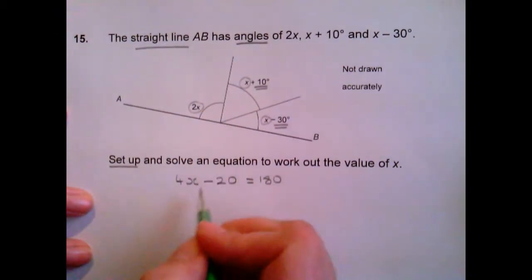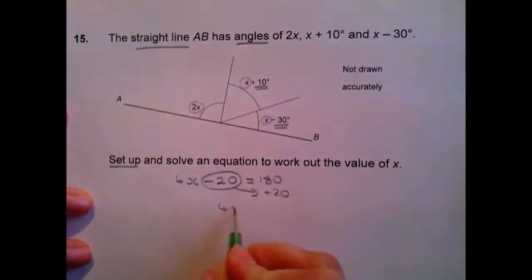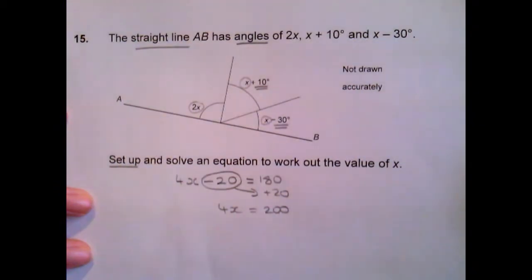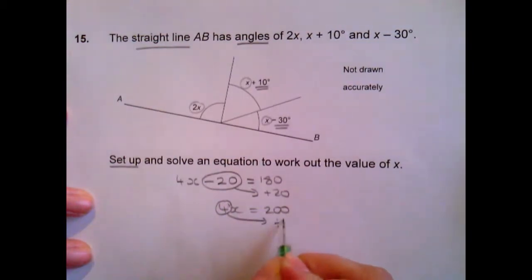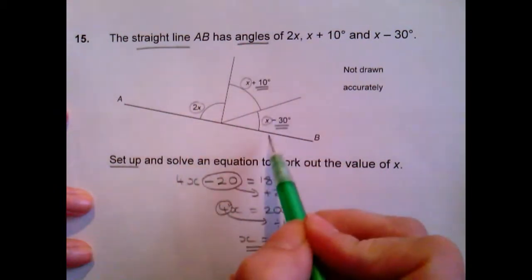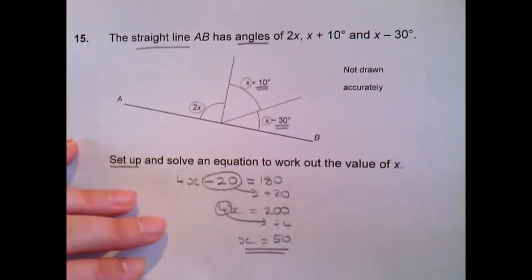So then solve that by bringing your negative 20 over there and adding it on. So you've got 4x equals 200. And then you don't want to know what 4x is, you want x. So you need to bring your times by 4 over there and divide by 4. So x is equal to 50. Again, if you wanted to check your answer, you could put 50 in there, 50 in there, 50 in there, and then check that it actually totals back up to 180, just if you weren't sure.